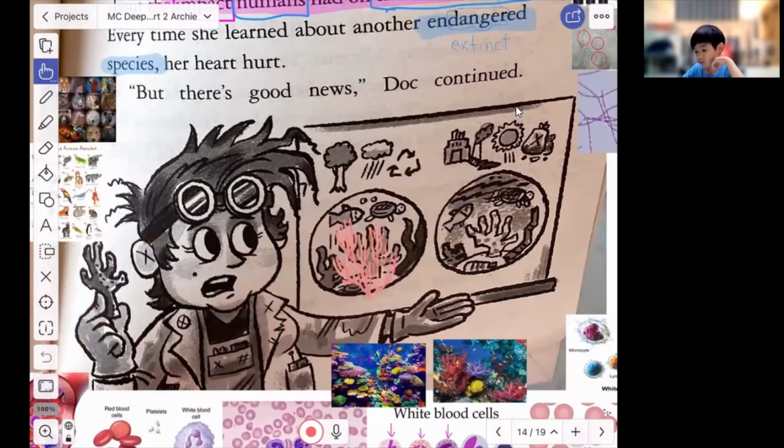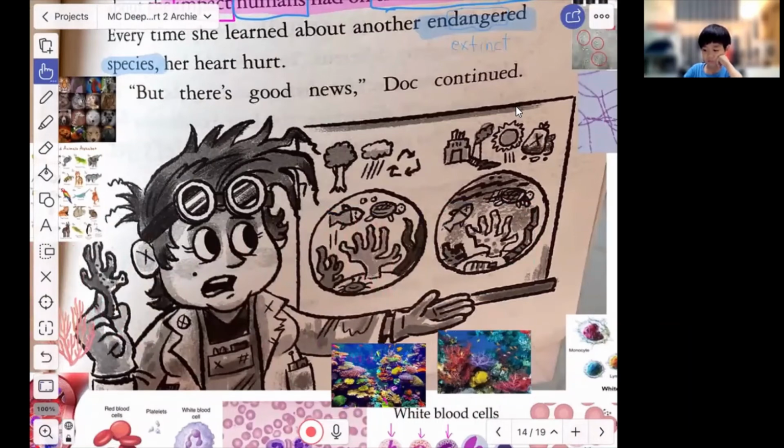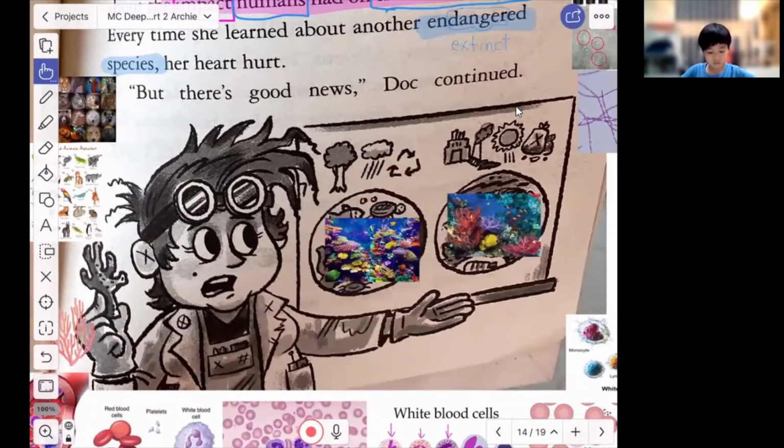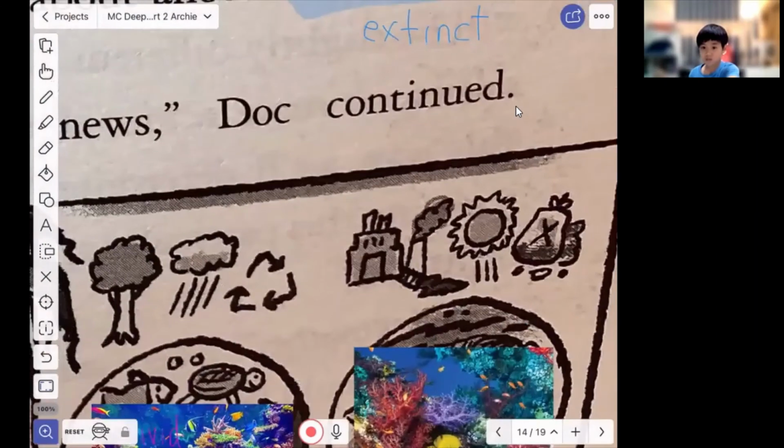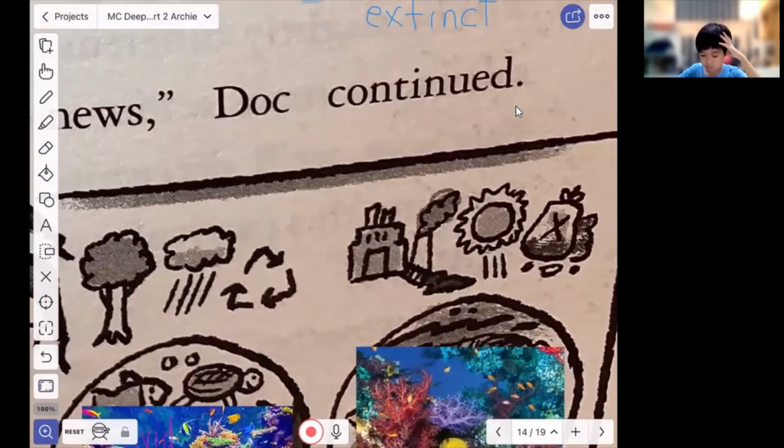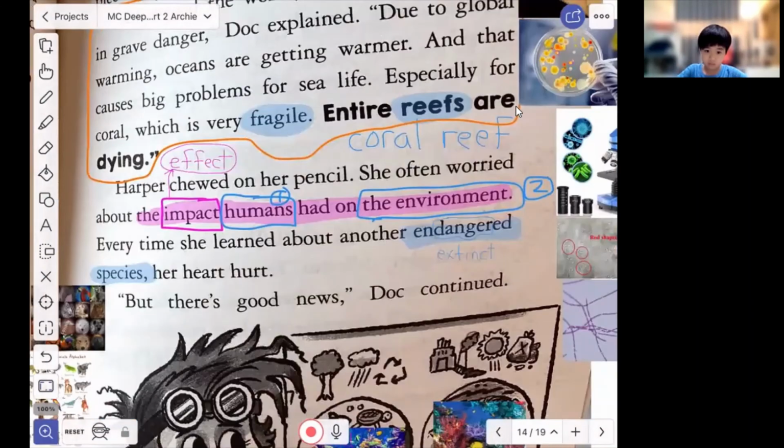So right here, this is some coral. And she's showing some sea turtles. And I think right here, she's explaining about global warming.